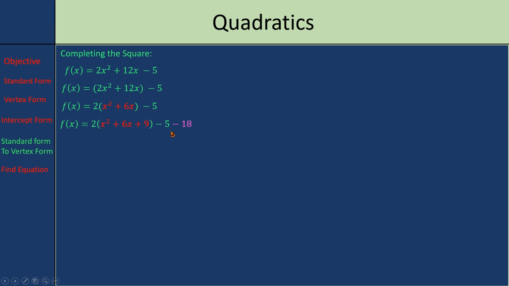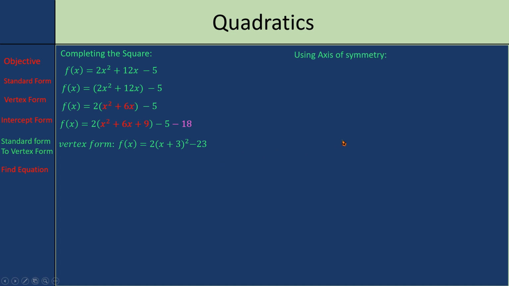So that's all it is. I got to subtract 18 in the back, add 9 there. And then I factor out this perfect square. The whole point is to make it a perfect square so you can factor it. X squared plus 6x plus 9 is equal to x plus 3 squared, right? So here I have x plus 3 squared, the 2 still in front. Negative 5 minus 18 is negative 22. And there's my vertex form.